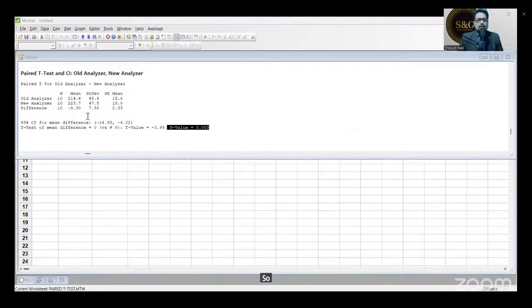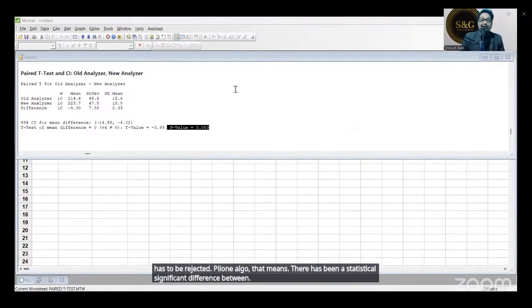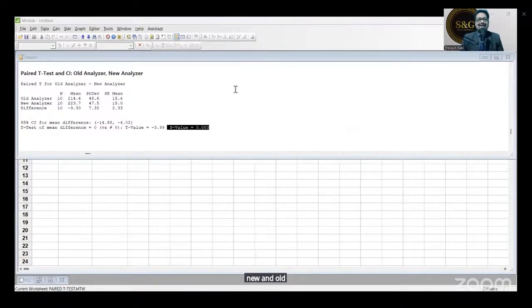So here the p is low, right? 0.003. So p is lower than 0.05. That means the null hypothesis has to be rejected. P low, null go. That means there is a statistically significant difference between the new and the old analyzer, right? Clear? So this is called a paired t-test. Got it, everybody? Simple. Understand the scenario.